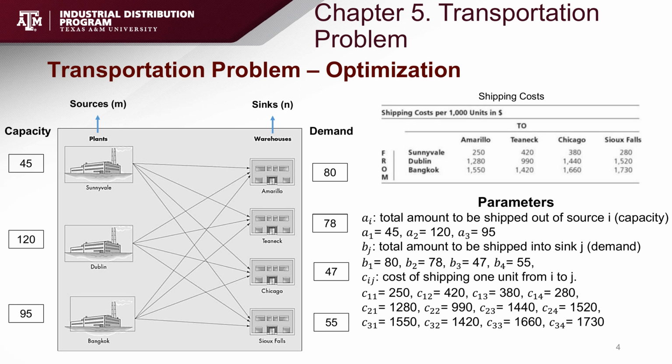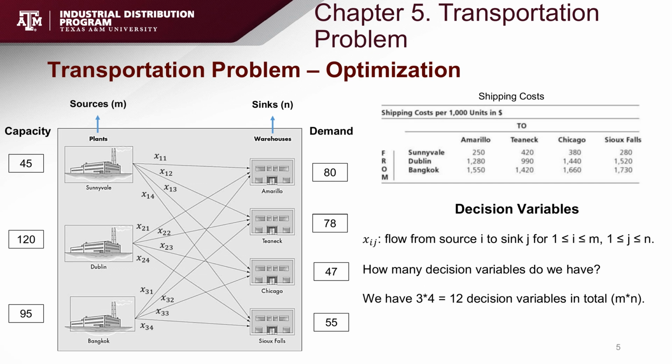On the right, the 4 warehouses, our sinks, indexed by j, with demand b sub j, demand at warehouse j: 80, 78, 47, 55. And every line linking a plant to a warehouse carries a unit cost, c sub ij, meaning the unit cost of shipping products from plant i to warehouse j. For example, c sub 11, Sunnyvale to Amarillo, is 250, while c sub 34 is a little steep at 1,730. These 12 costs are fixed, we don't change them. They just describe the world we optimize inside of.